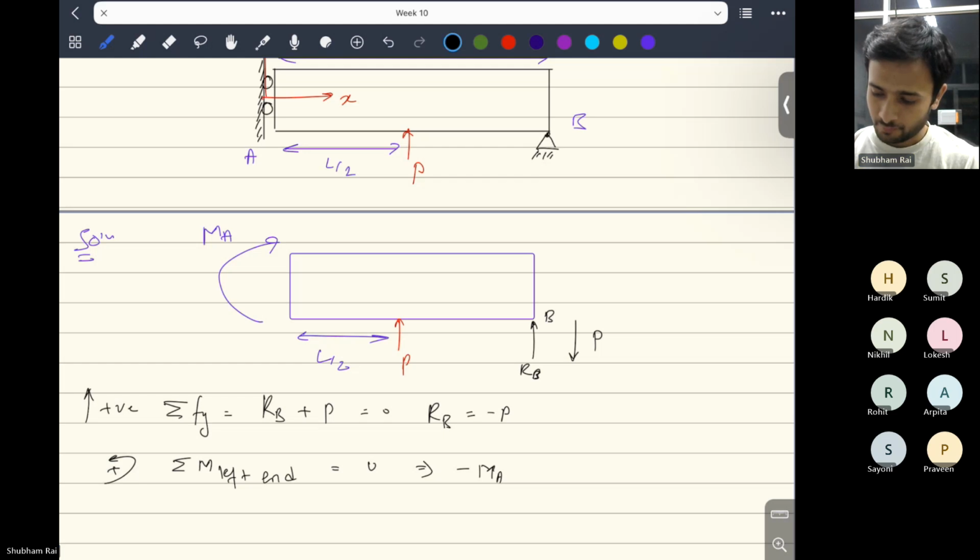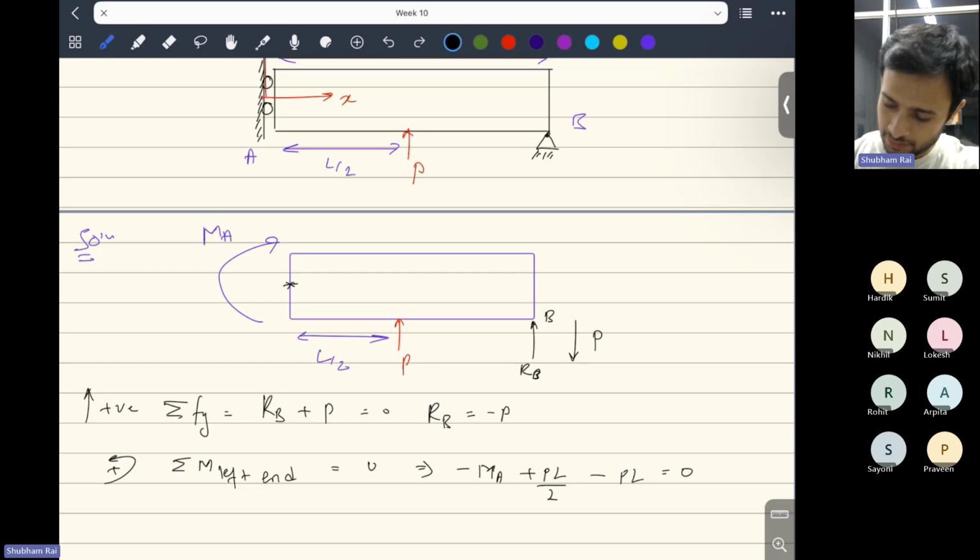and this load P which has been applied will be in the plus z direction because we are balancing about this point, the central point of the left hand cross section. So if you do that, you'll get plus PL by 2 and minus of this due to the reaction, which is in the downward direction, so that will be minus PL. That should be equal to 0. So if we calculate, finally you'll get MA is equal to minus PL by 2. Okay.